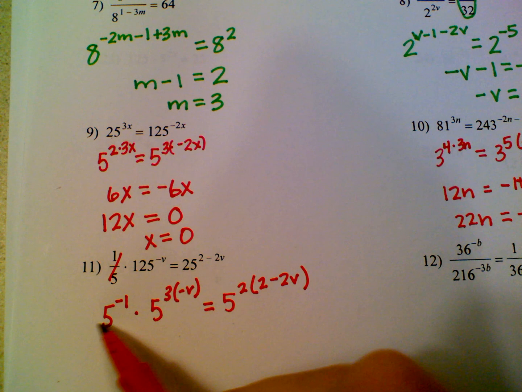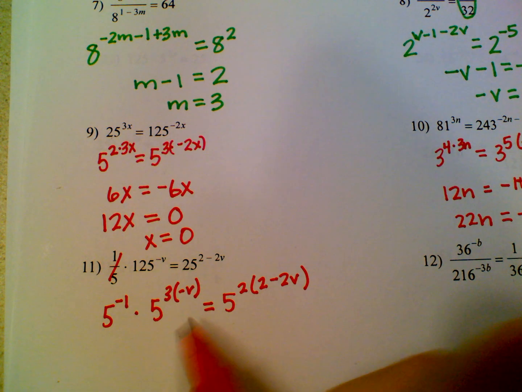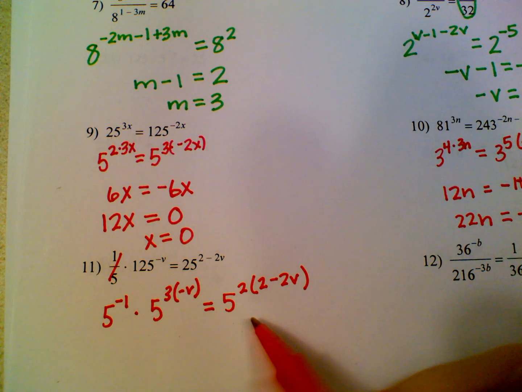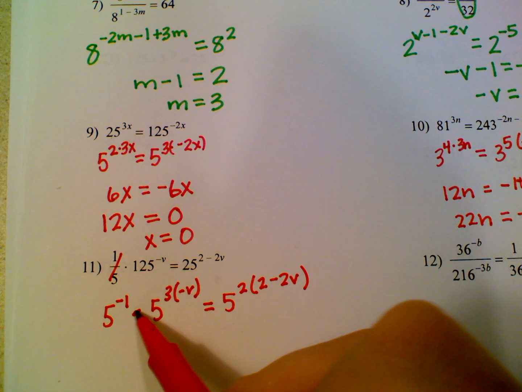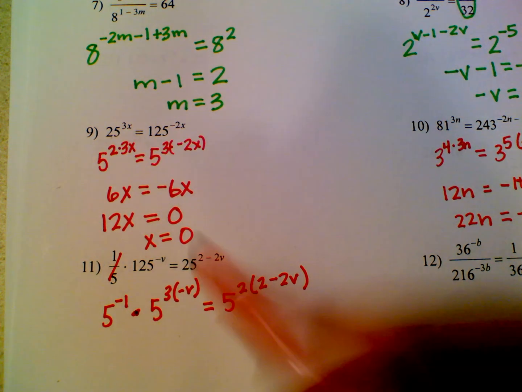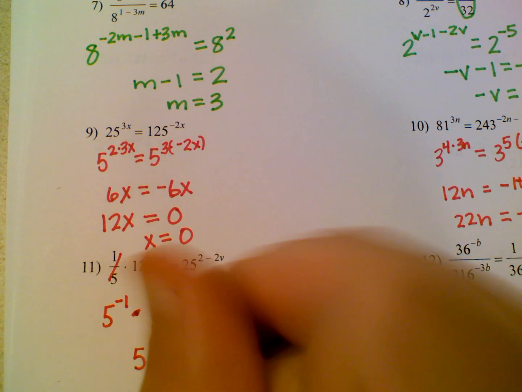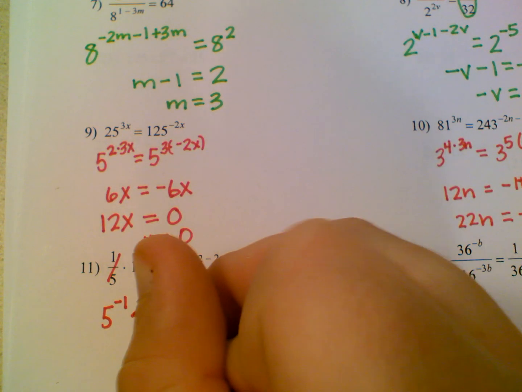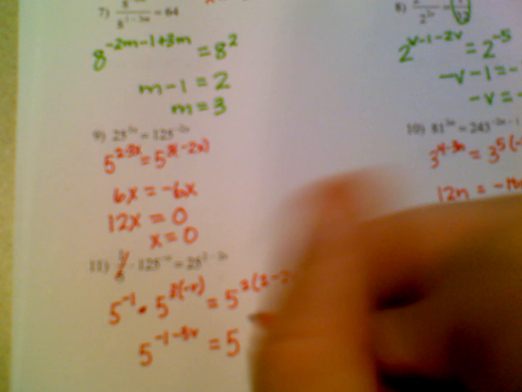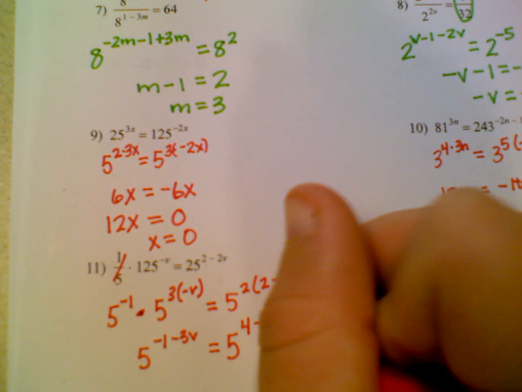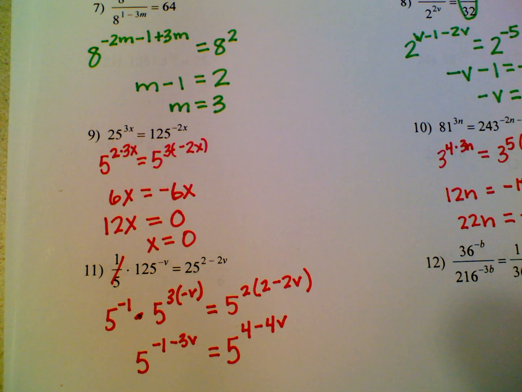All right, so now I have a bunch of bases of 5, but I still have to get just 5 equal to 5 in terms of the bases. So I need to put these two together. If they're being multiplied, the two bases, you're going to add these exponents. So this is 5 to the negative 1, that'll be minus 3b when you multiply it. And then on this side, I'm going to go ahead and distribute as well.